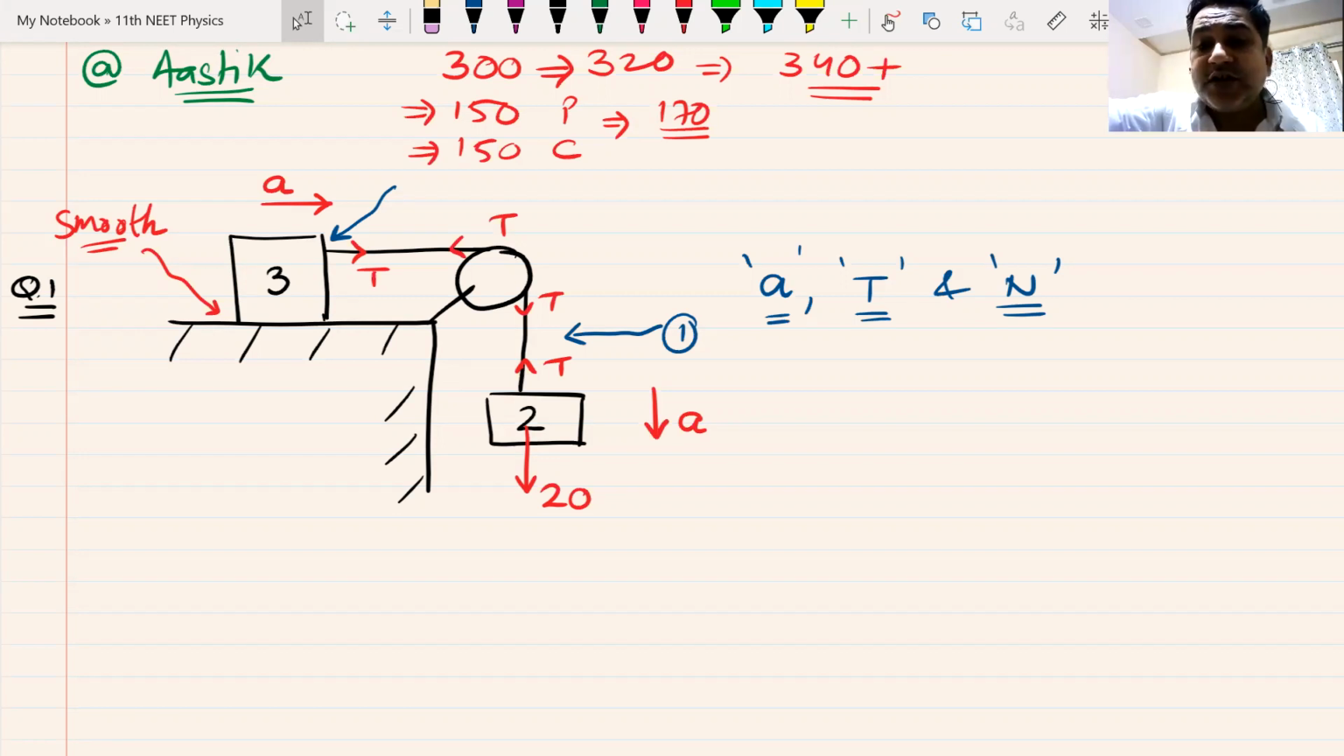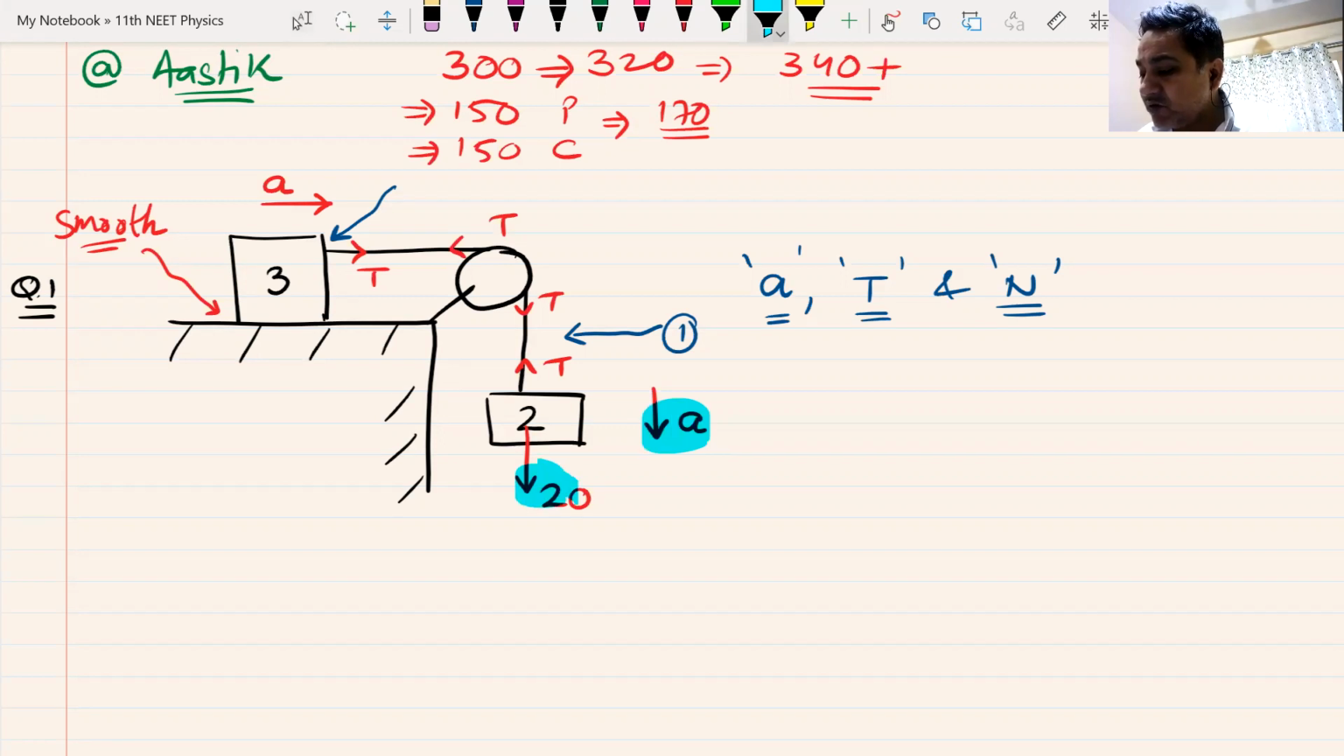Anyway, so 20 is downwards, T is upwards. And as you can see, the block is moving downwards. Acceleration is downwards. How do I make the equation for this block?